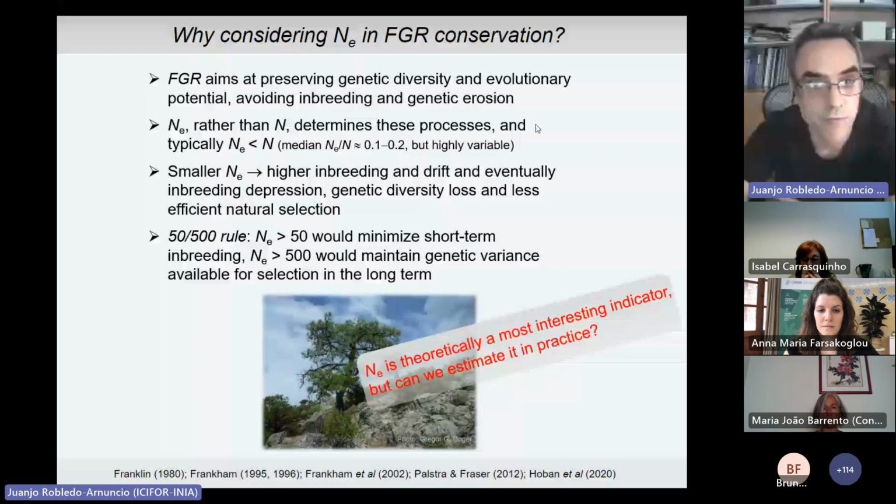And the question is, for sure, if we can estimate Ne accurately, it will be very, very interesting in conservation genetics because it will pinpoint populations at risk of inbreeding and diversity loss. But the question is whether we can estimate it accurately in practice.